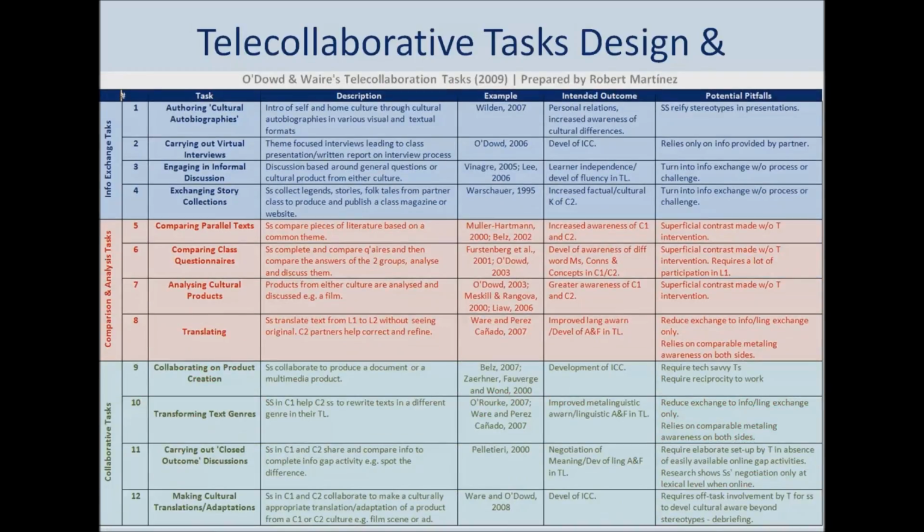And so here in this table, we can see the tasks that they suggest in their work in 2009. I basically added color and divided to be able to see visually more clearly the three different sets, and how information exchange tasks at the top increase in level of difficulty as they go down to comparison and analysis tasks, and then collaborative tasks.